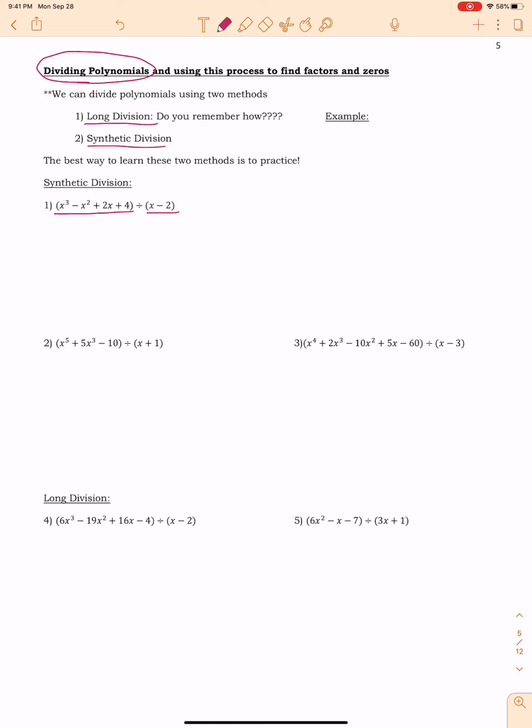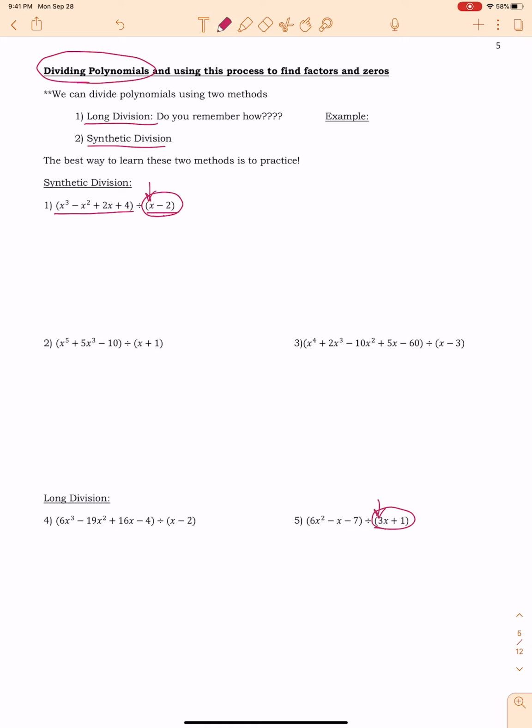Synthetic division works great when the coefficient of what you're dividing by is a 1. If you've got something like down here on example 5 where this is 3x plus 1, not ideal. We're not going to use synthetic division for those because of this 3 right here. It messes things up. All right, so how do we do synthetic division?